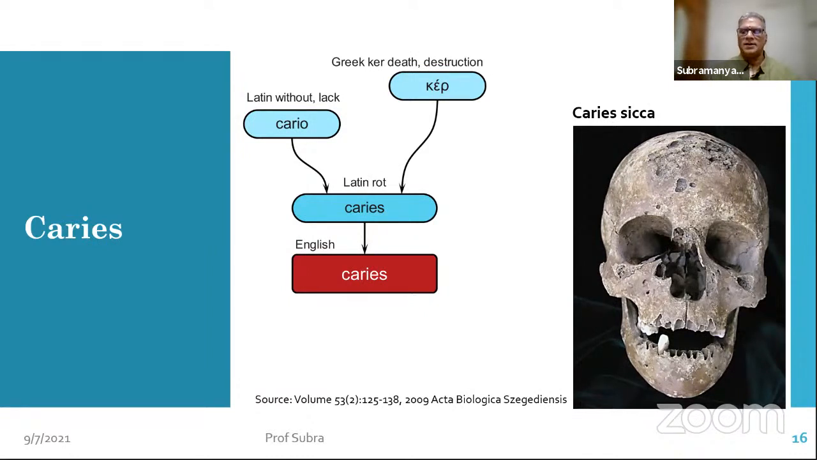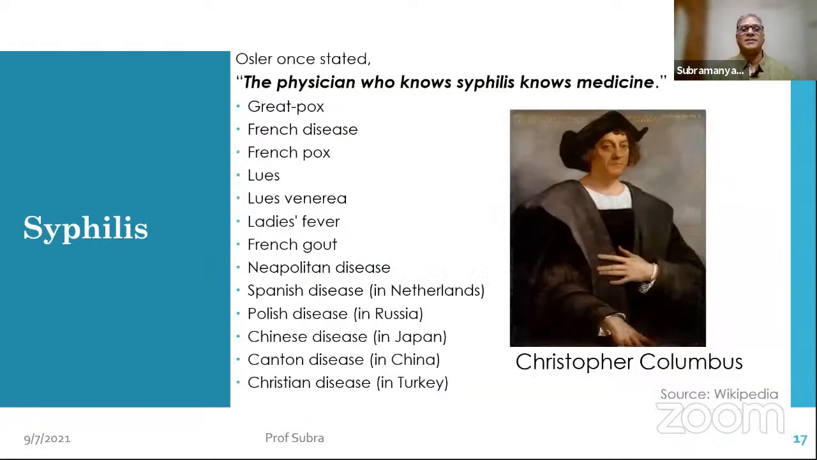Talking about syphilis, Osler once stated, the physician who knows syphilis knows medicine. Probably the disease with the maximum number of synonyms is syphilis. It's also called great pox to differentiate it from smallpox, French disease, French pox, lues venerea, ladies fever, French gout, Neapolitan disease, Spanish disease in the Netherlands, Polish disease in Russia, Chinese disease in Japan, Canton disease in China, Christian disease in Turkey, and probably a lot more.